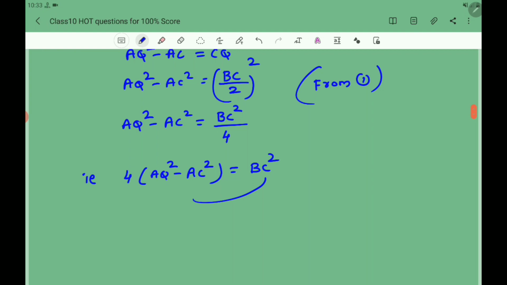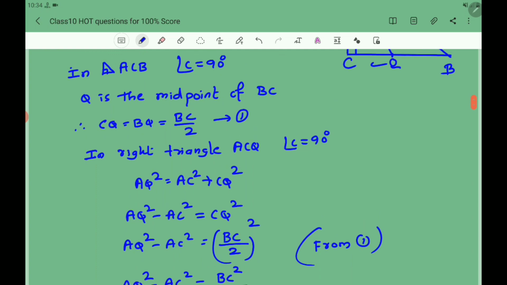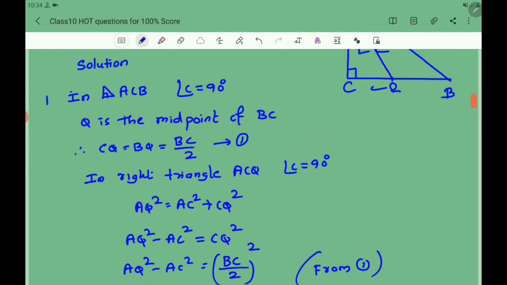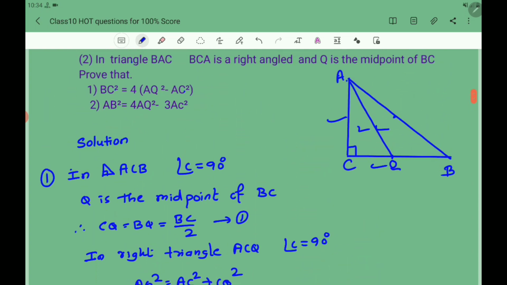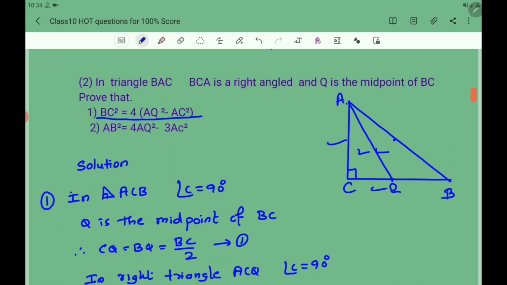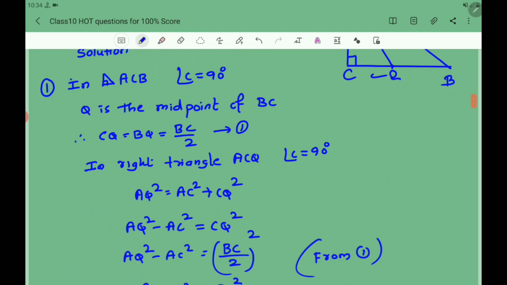Now you write BC square in the LHS and this part in the RHS. So BC square equals 4 into AQ square minus AC square. You got the solution for the first one, that BC square equals 4 into AQ square minus AC square. Now let us solve the second one.